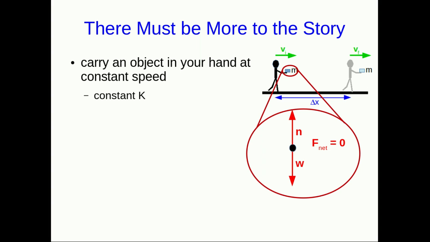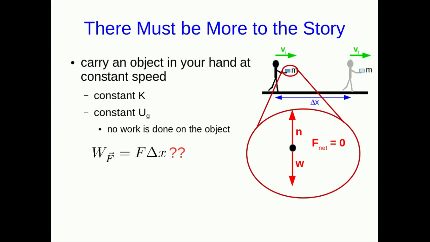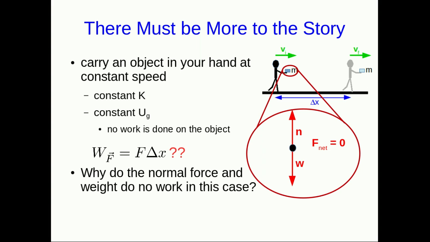Well, it's moving at constant speed, so its kinetic energy is constant. And it's moving at constant height, so its gravitational potential energy is constant. So we have to conclude that no work is being done on this object because its energy is remaining totally constant and no energy is being transformed from one form into another. But there are two forces acting on it, and it's going through a displacement. So why is it that the normal force and the weight are doing no work in this case?